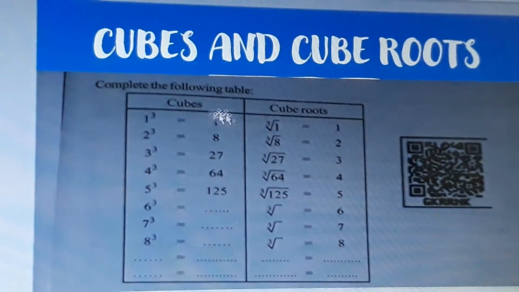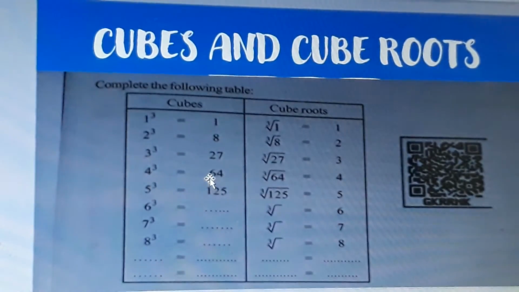You see cubes and cube roots. 1 cube is equal to 1. Going to the other side, cube root of 1 is equal to 1. 2 cube is equal to 8. Going to the other side, cube root of 8 is equal to 2. 3 cube is equal to 27, so cube root of 27 is equal to 3.